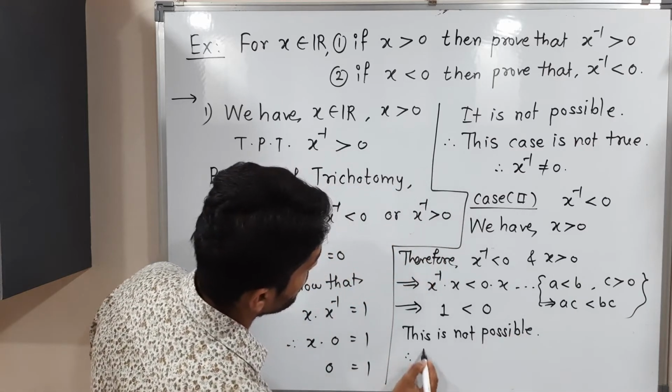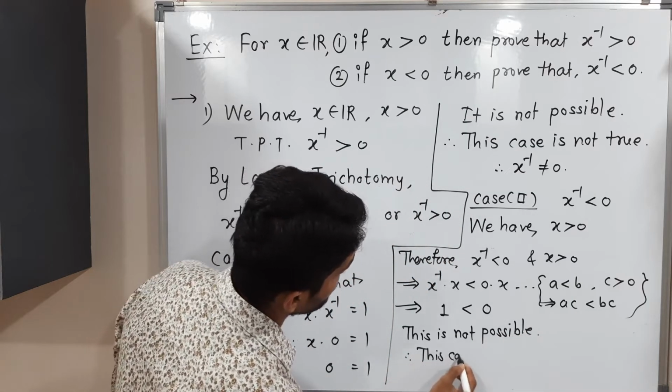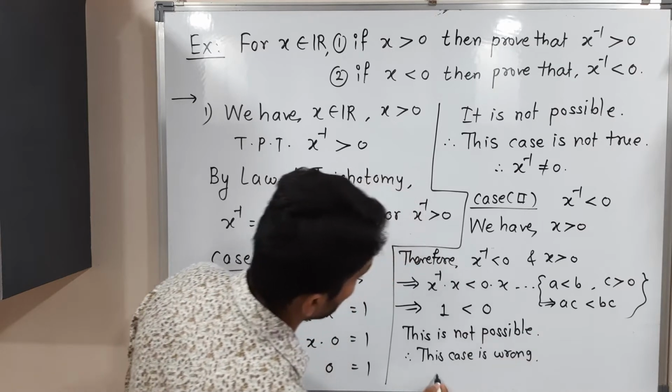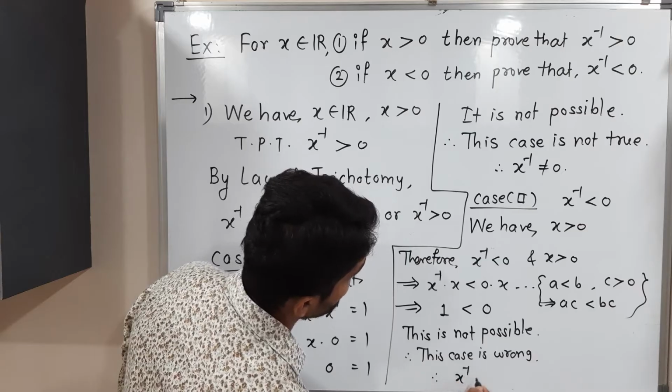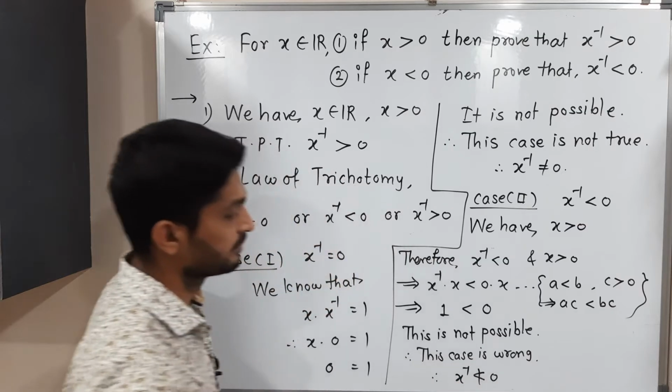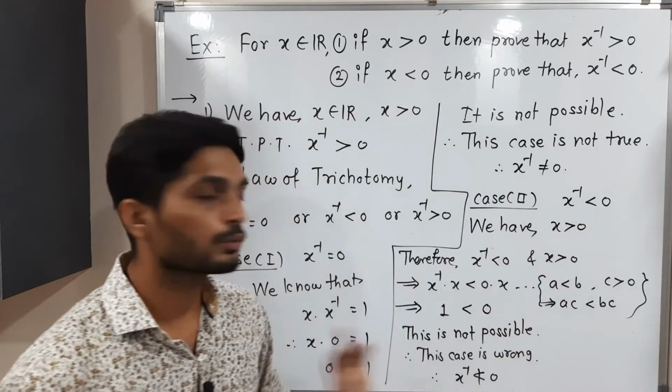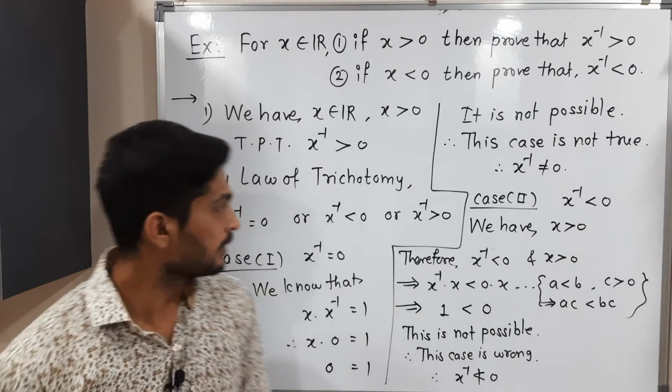So therefore, this case is also wrong. This case is also wrong. So therefore, x inverse is not less than 0. We had already considered it to be less than 0, and it is not true. That means x inverse is not less than 0.